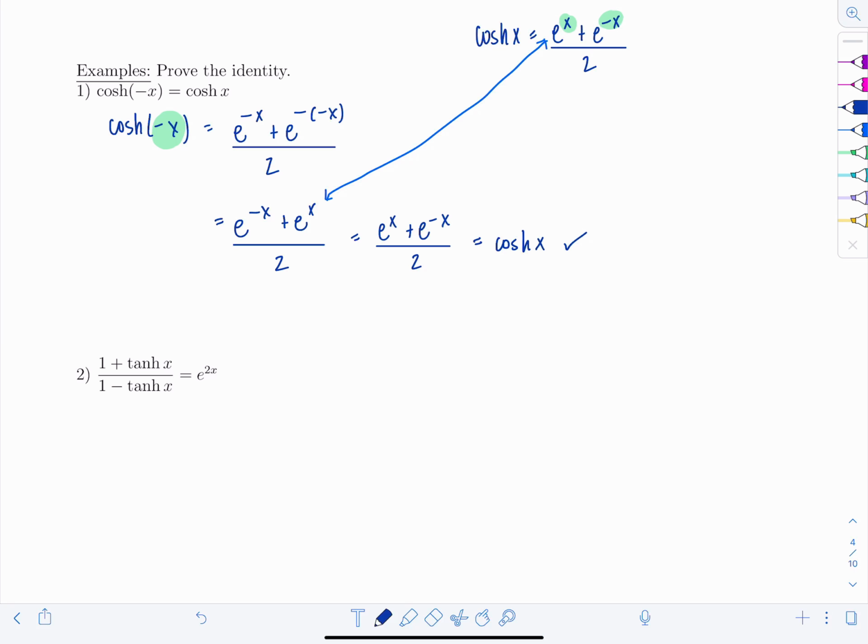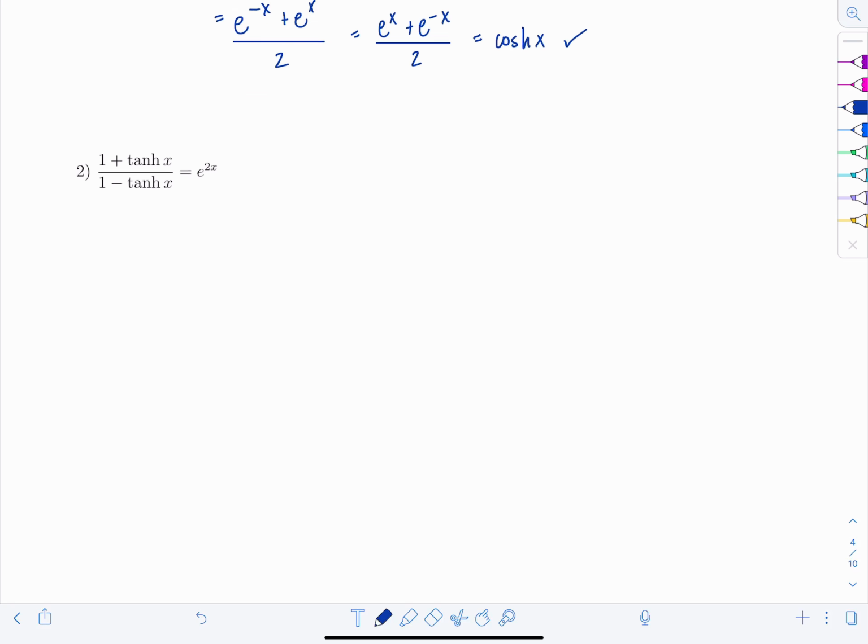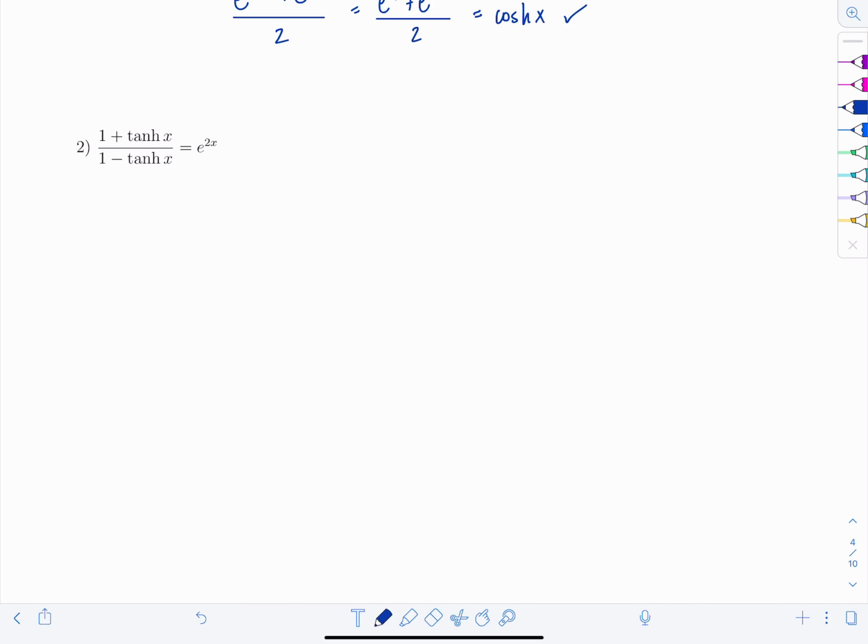Okay. What about the next one? 1 plus tanh x over 1 minus tanh x equals e to the 2x. Let's start with the left-hand side. It's messier. That's usually the way to go, especially if you remember doing little trig proofs back in the day. So tanh of x, let's see, this is 1 plus sinh of x over cosh of x over 1 minus sinh of x over cosh of x.